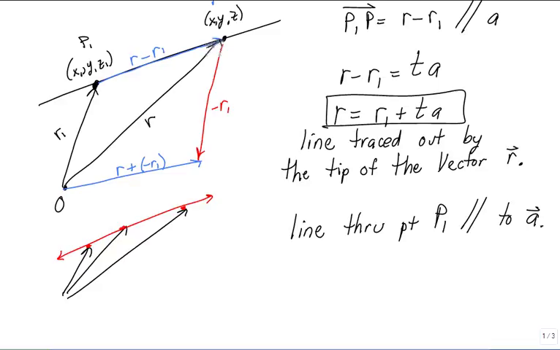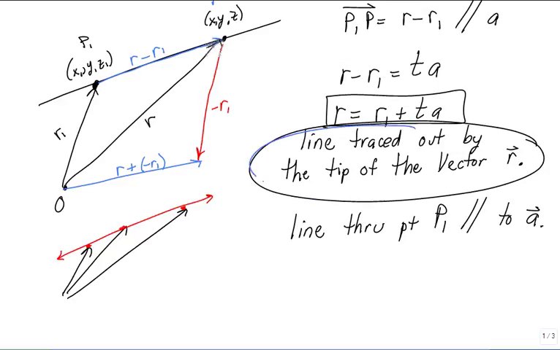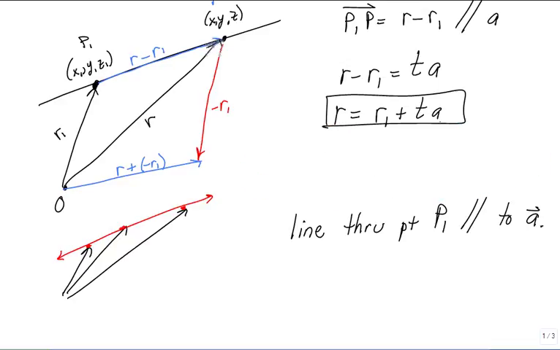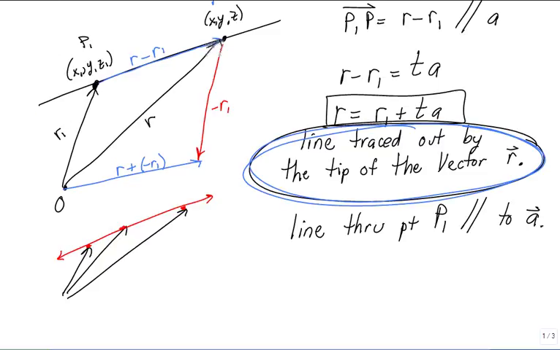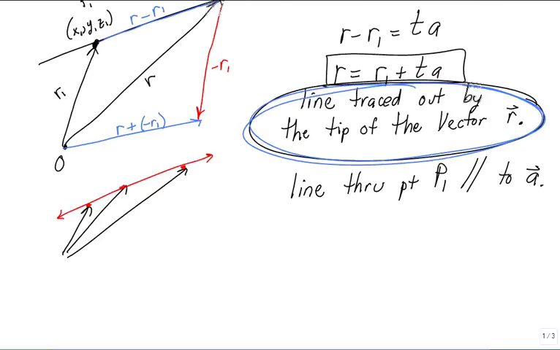So this is a good way to think about it right here. It's a line traced out by the tip of that vector, because if you let t be anything, that just gives you a point, any point on the line. Okay.